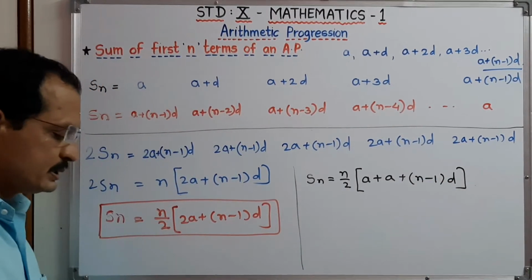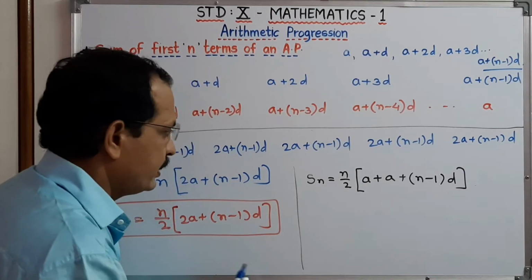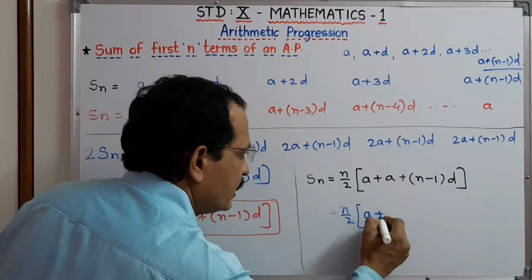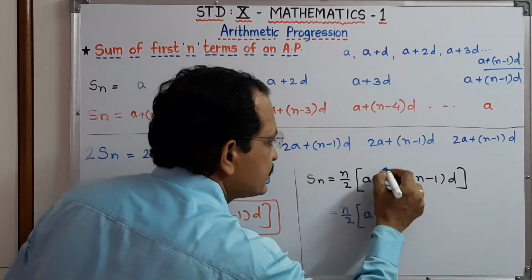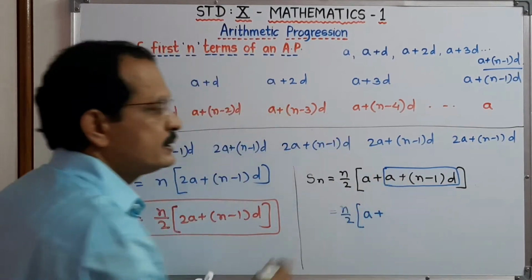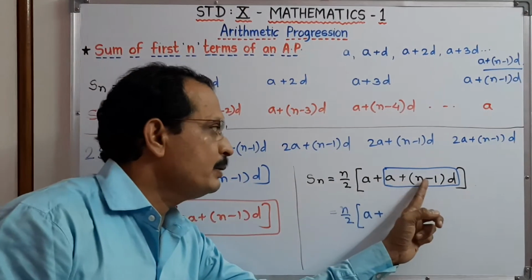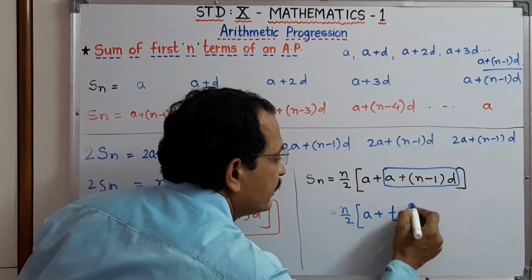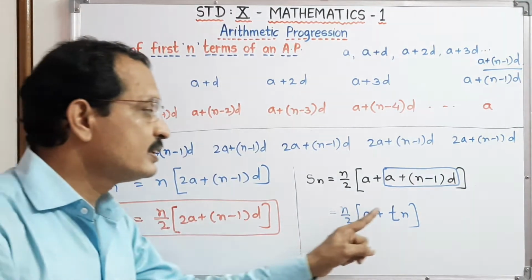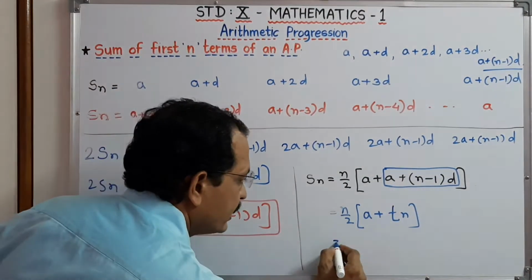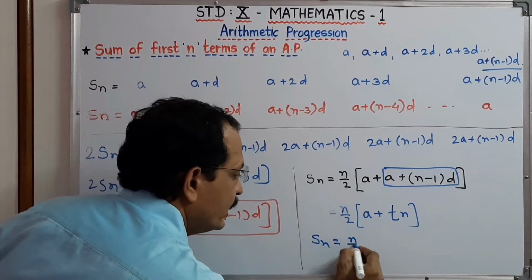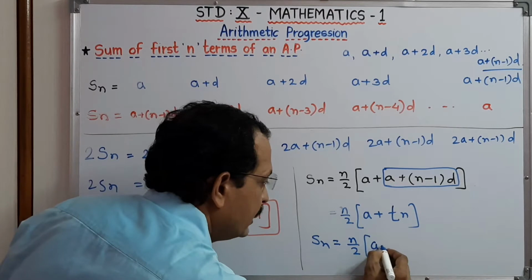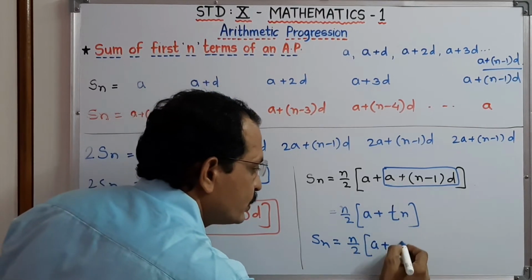Now see here, I can write here Sn is equal to n upon 2 into a plus. Now tell me, what is this? This is a plus n minus 1 into d, means this is Tn. Got it? That means the last term. Therefore we can write here Sn is equal to n upon 2 into a. A means the first term. Therefore it is a plus this Tn is equal to last term.